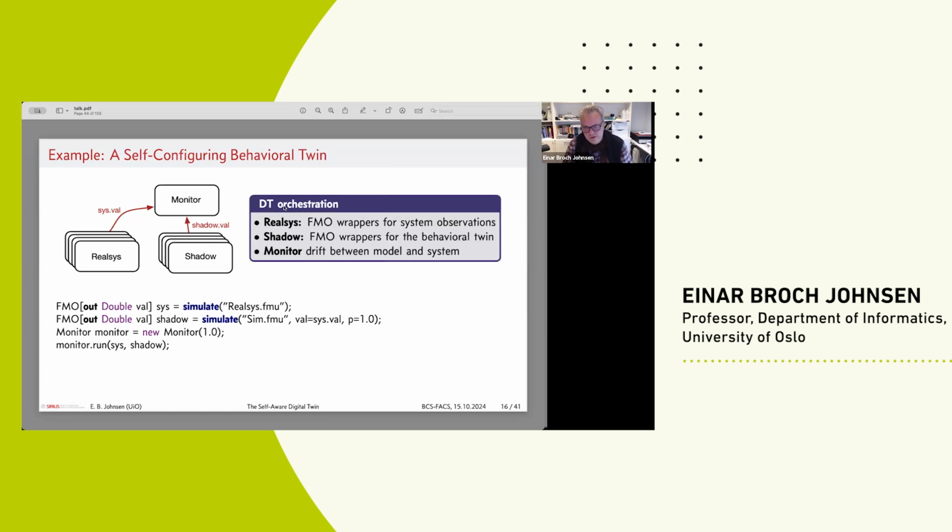So this is the basic setup for a small digital twin. We have functional mockup objects as wrappers for system observations. We have functional mockup objects as wrappers for the behavioral twin, and we can monitor the drift between model and system.